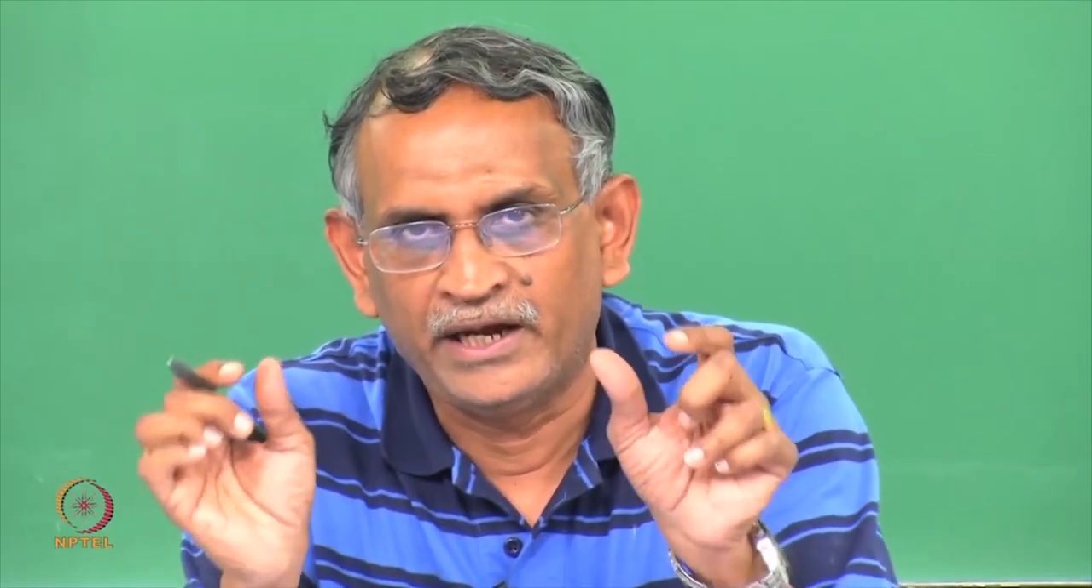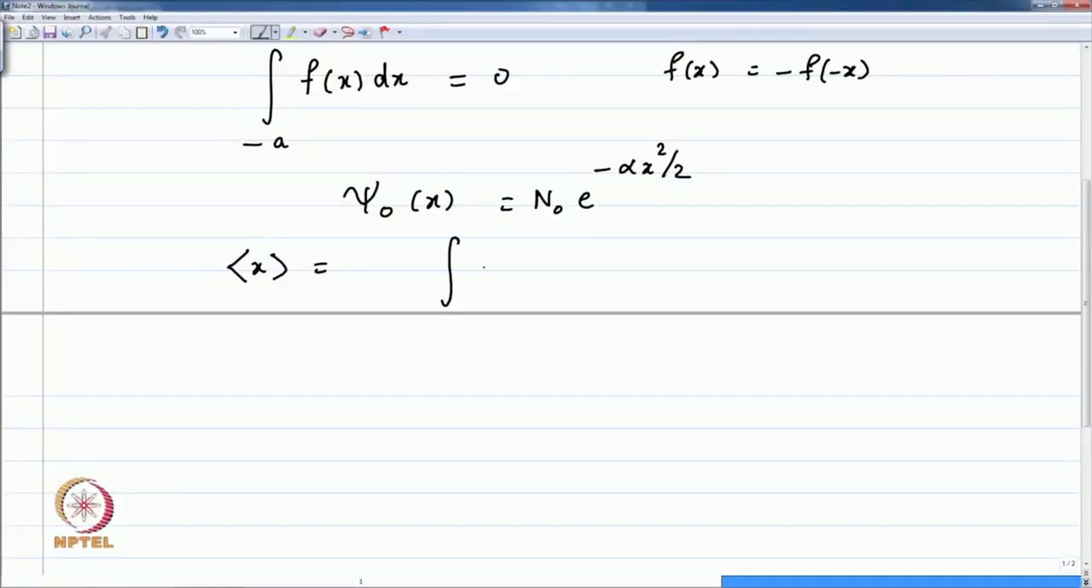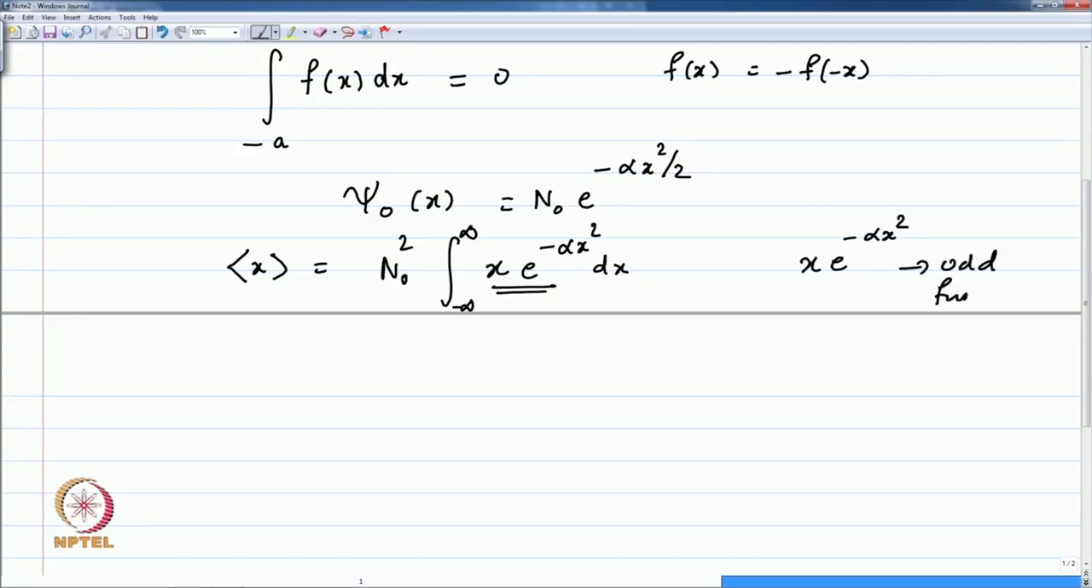You can easily see that the positions with the value of a minus x on the negative side and a plus x on the positive side multiplied by identical probabilities cancel out. Therefore, if you were to do this, the integral is x N naught squared e to the minus alpha x squared, because it's a square of the wave function, from minus infinity to plus infinity times dx, and x e to the minus alpha x squared is an odd function. Therefore, this integral is 0.